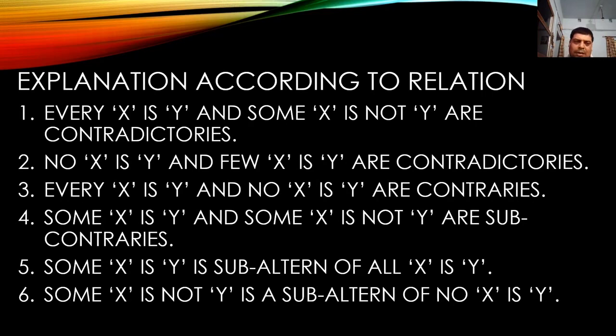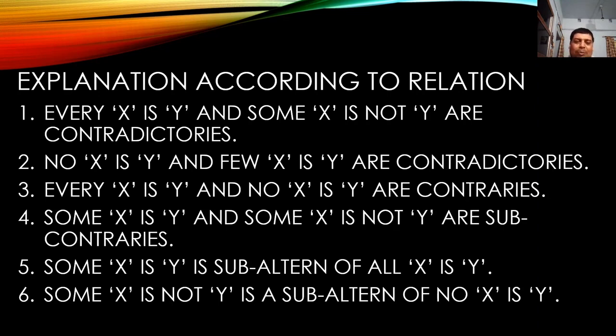In this slide I am going to explain all the types of relationship on the basis of the figure previously shown. What are contradictories? Contradictories means they create confusion. If I am saying every x is y, then how can I say some x are not y? It creates a contradiction. If I am saying no x is y, then I cannot say some x is y. Again a contradiction. If I am saying every x is y and no x is y, they are contraries, meaning they are opposite to each other.